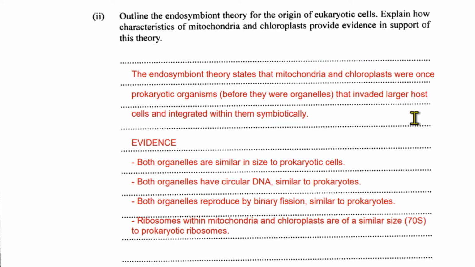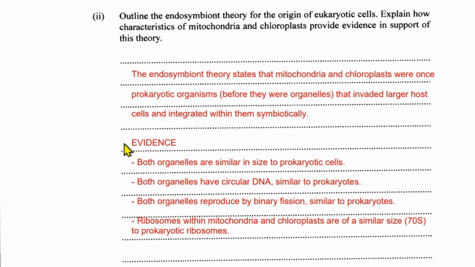And this larger host cell would basically be like a blob of cytoplasm that wasn't able to do much by itself. But the mitochondria and the chloroplast would have integrated within them symbiotically, and thus would have formed what we know now as the first eukaryotic cells, which would have then evolved into much larger complex organisms like horses, cats, dogs, and humans, and plants, and fungi, and so on. So what is the evidence for this?